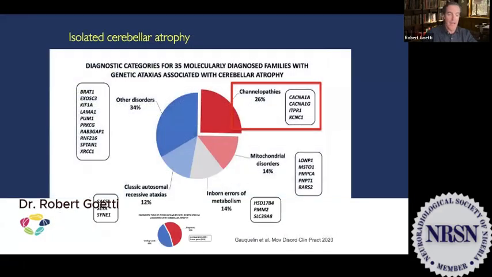This is why we have to consider our MRI phenotype and the clinical phenotype. For isolated cerebellar atrophy without any other findings, this was a study of molecularly diagnosed families. And here the channelopathies were the most common, again followed by mitochondrial disorders.